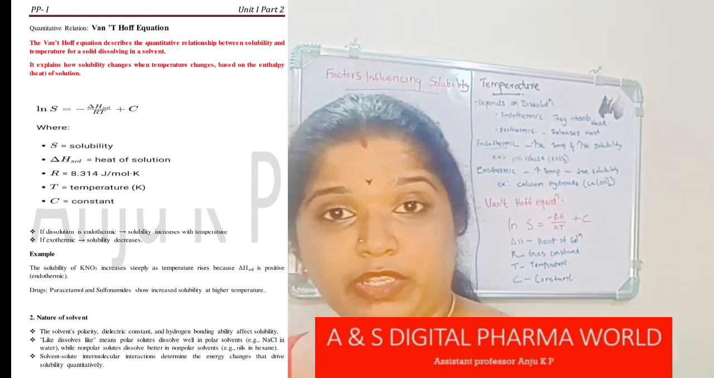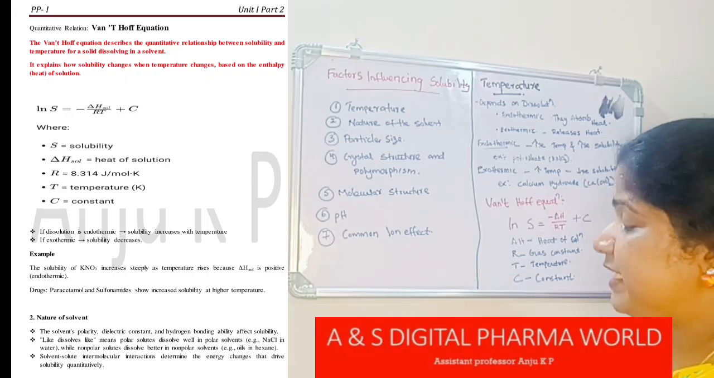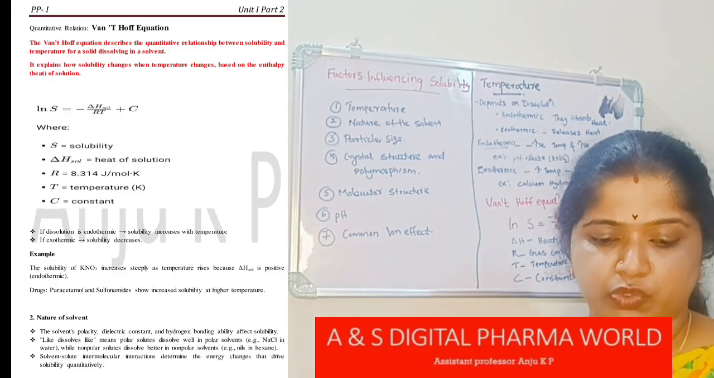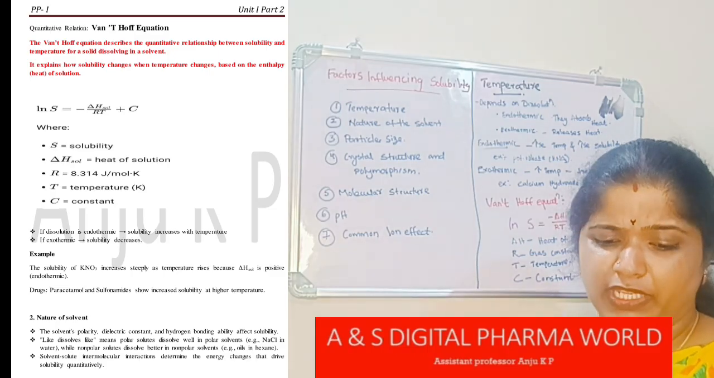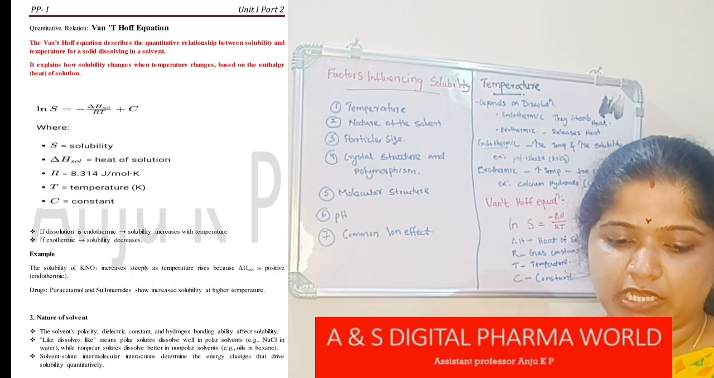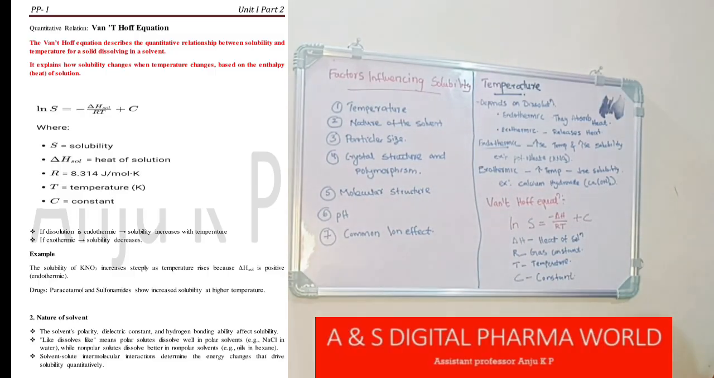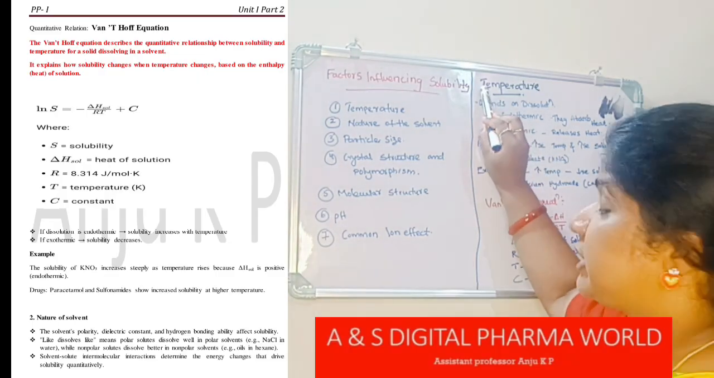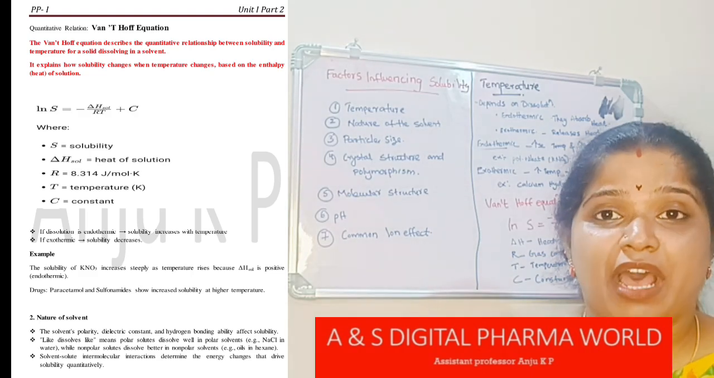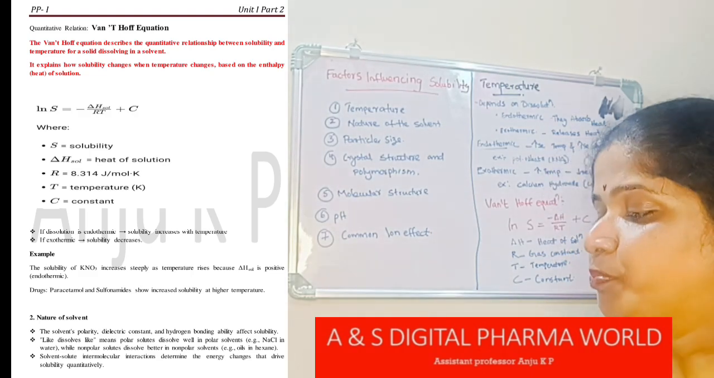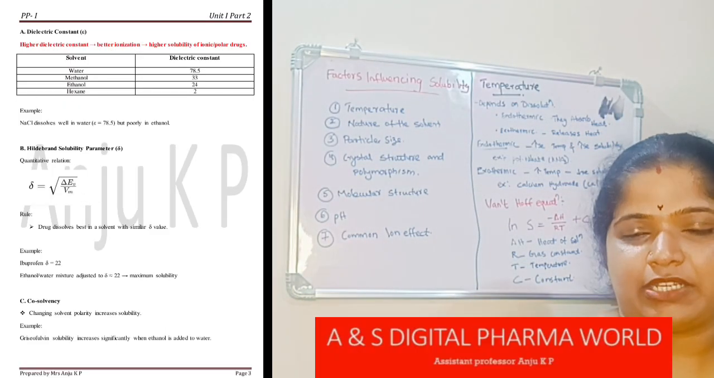The Van't Hoff equation relates the change in the equilibrium constant of a reaction to the change in temperature, that is, how the shift takes place. If you change the temperature, how the reaction shifts is told by the Van't Hoff equation. So when you discuss temperature, you must write the Van't Hoff equation as well as the graph showing the effect of temperature. I will give the graph in the video section so that you can see it.